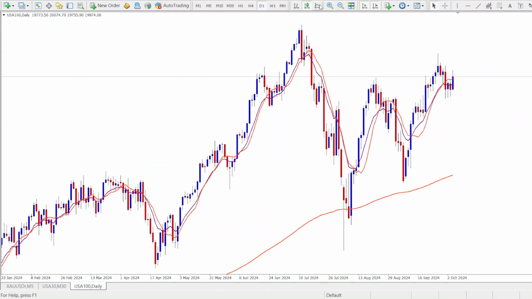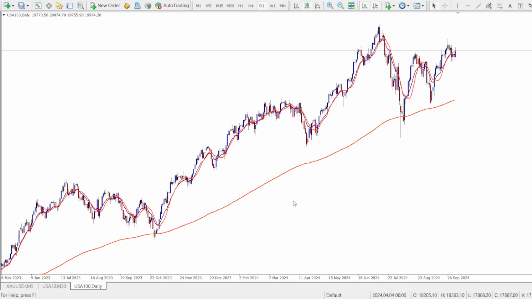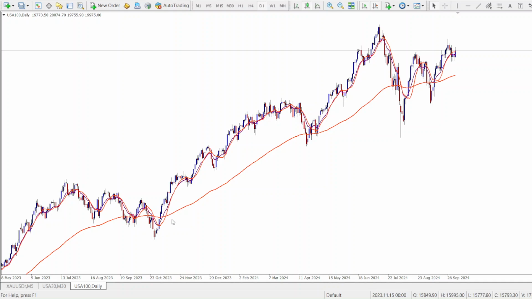You can see the higher the period, the slower the moving average responds to price. This is the 200 EMA. The slower the moving average responds to price, the higher the period, right? Now, as we reduced it to 100, you can see that it responded to price faster. It is closer to the candlesticks compared to the 200, right?